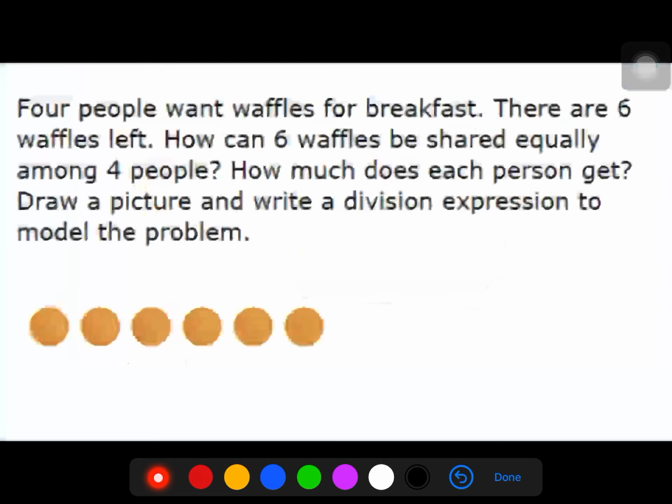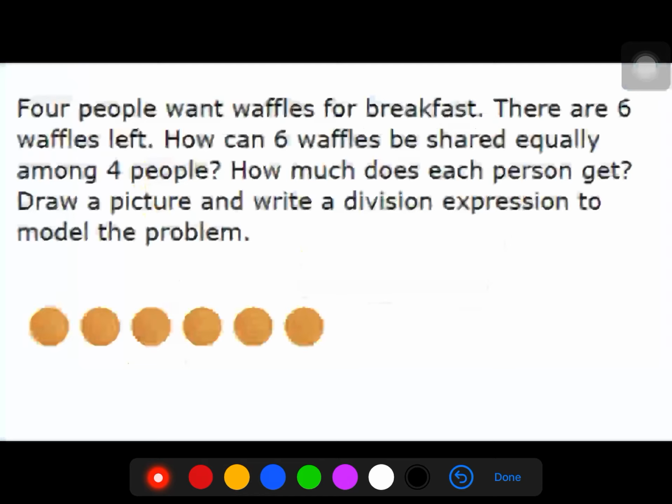Let's go on. 4 people want waffles for breakfast. There are 6 waffles left. How can 6 waffles be shared equally among 4 people? How much does each person get? Draw a picture and write a division expression to model the problem. Well, here I have 6 waffles. Well, that's easy. I mean, every person would get 1, 2, 3, and 4. There's 1 waffle per person.